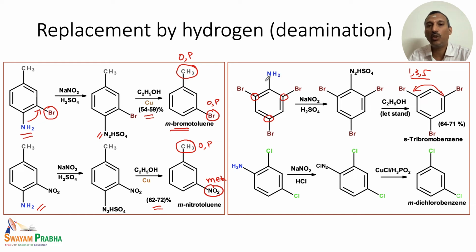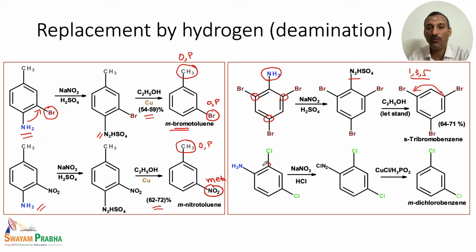And the amino group can be easily removed by conversion to the diazonium salt followed by treatment with ethanol. So this is one way of preparing the meta-substituted tribromobenzene, which can be easily prepared. Another one is meta-dichlorobenzene. This is also a difficult compound which cannot be synthesized easily, so that can be prepared using the corresponding amino derivative.